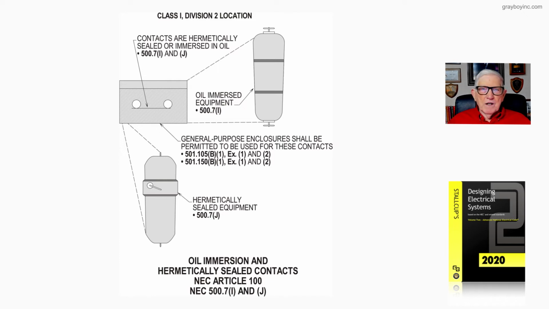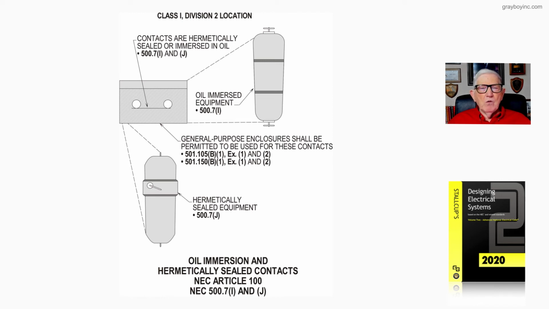Now notice the areas to check here is 501.105(B)(1) for instruments, relays, and meters. Exception 1 and Exception 2. One exception deals with just general purpose equipment with hermetically sealed contacts, or all immersed type contacts. And then the other exception deals with the nonincendive circuits that we just called out in a previous illustration.